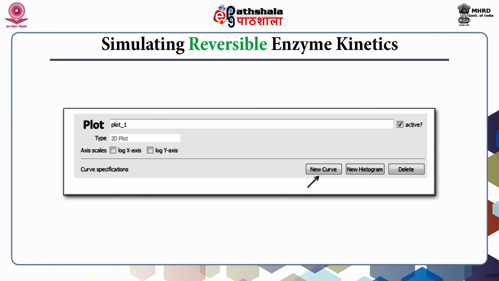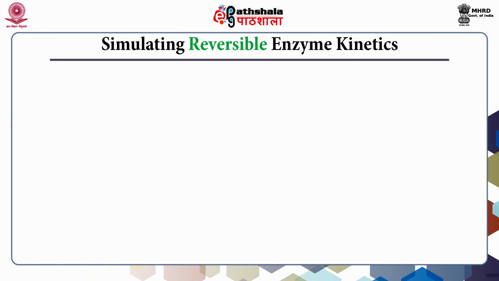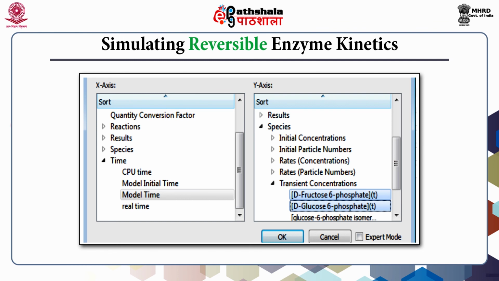Click on the new curve button. This will open a dialog box. Select model time under the time node in the left panel to display model time on the x-axis. Now in the right panel under the species node and transient concentration subnode, select fructose 6-phosphate and press the Ctrl key and click glucose 6-phosphate. This will select both of these species to be displayed on the y-axis in the plot.